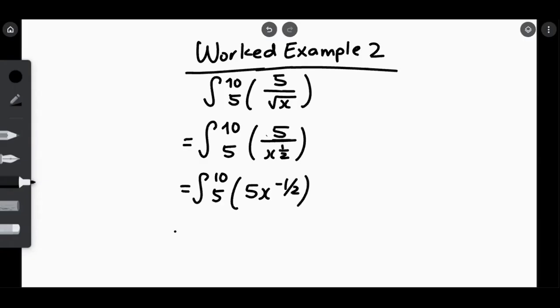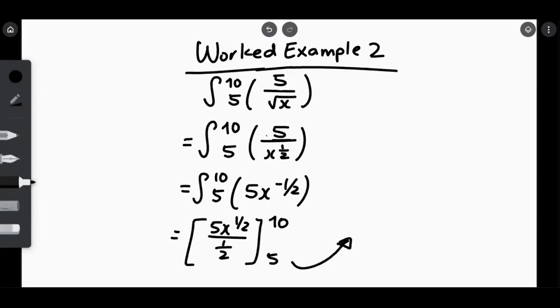When you do your integration, because it's definite, you put a square bracket so that you understand that whatever I put inside is my integration. So it will be 5x to the power of half divided by half, close the bracket, 10 and 5. The values of x you put here signify that you are ready now to sub in the x.